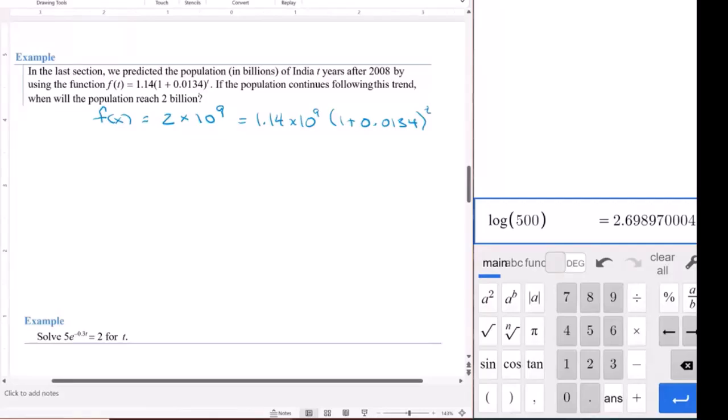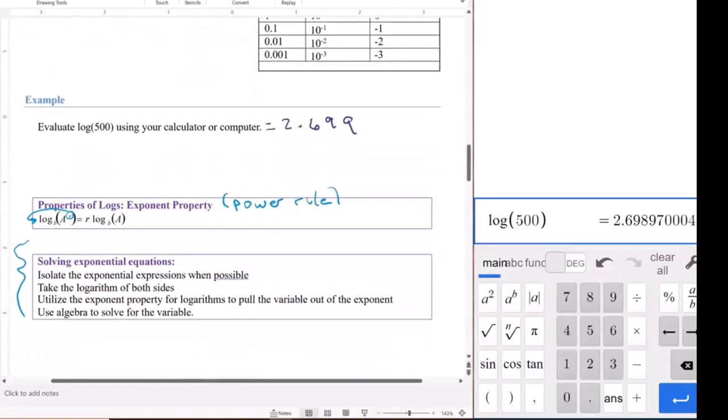Okay, so I can start off probably the way they did by dividing both sides by 10 to the 9th power. And I end up with 2 is equal to 1.14 times 1.0134 to the t power. Now, it's very difficult to solve an equation with t as an exponent. Basically, the only way to do it is trial and error. But let's go down here. I'm going to take this piece here because I want to show you the steps.